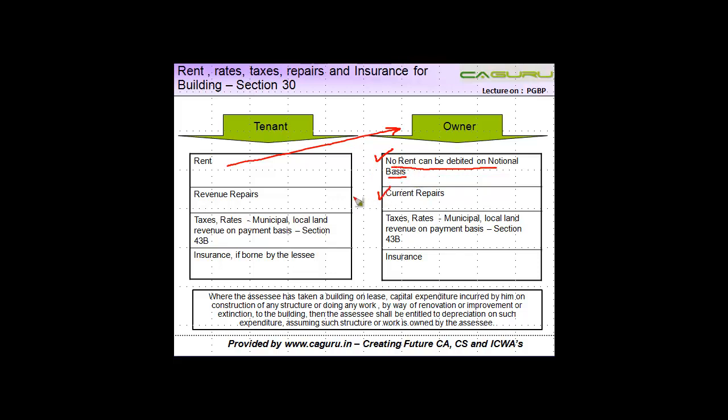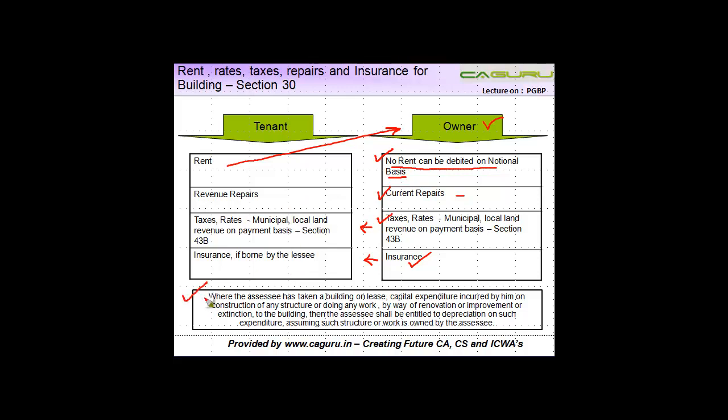So no rent can be debited on a notional basis. Current repairs. Again, the reason is if it is a capital repair, you add it to the cost of the building. Taxes, rates, we've already discussed it here, so I'm not repeating it. Insurance, again, if the owner bears the cost of the insurance, then it is allowed as a deduction. Now there is one interesting concept, in respect of depreciation on one particular thing.